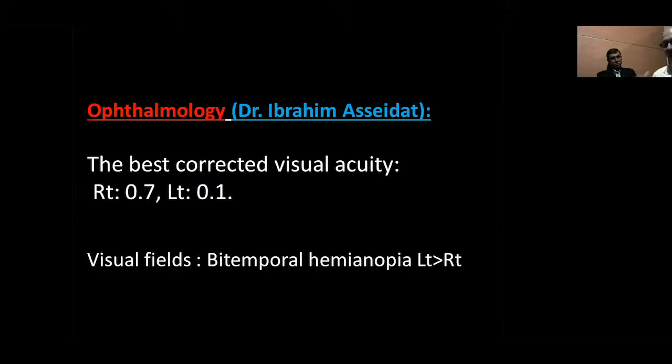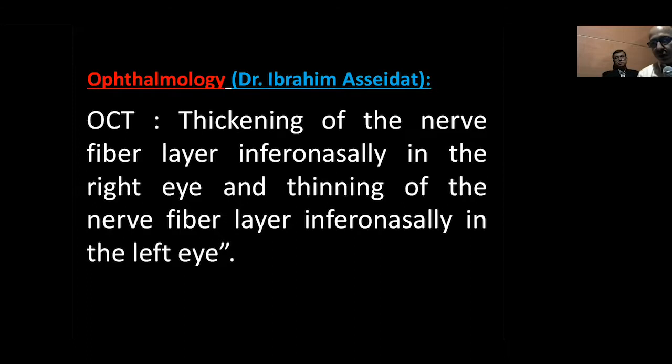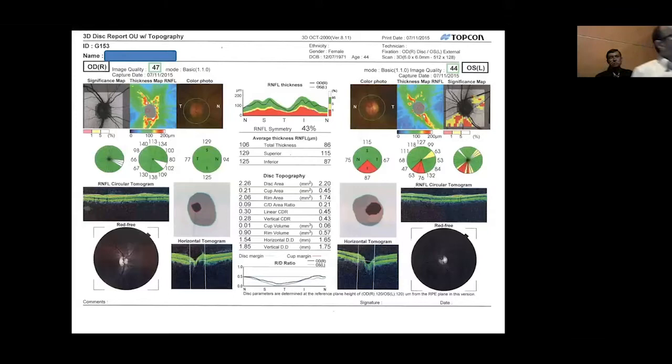So basically there was more compression on the left side than the right side. There was an afferent pupillary defect in the left, and bitemporal hemianopia, thickening of the nerve fiber layer. Let's see. So that's what I'm showing you. There's still greenish, whitish elevation here, thickening of the nerve fiber layer.